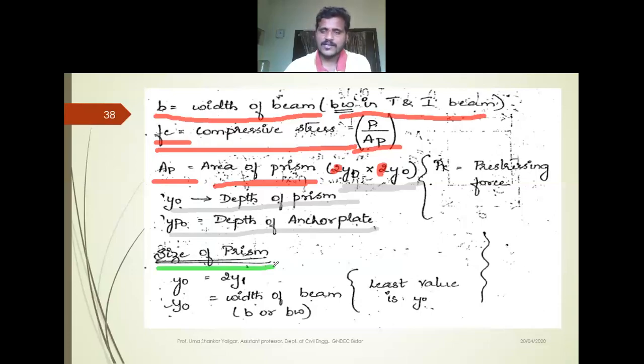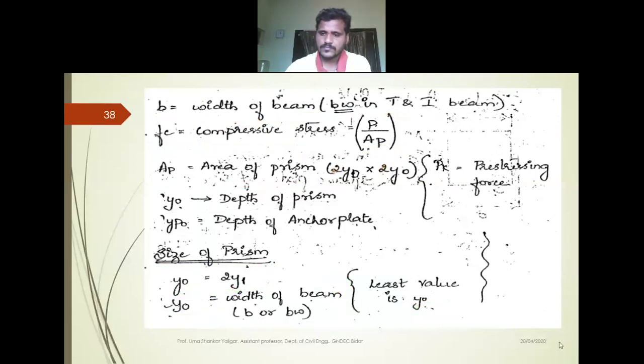Now, normally we will calculate the size of the prism by two conditions. One condition is Y naught is equal to 2 times Y1, as we have seen in the previous slide diagram. Or you can also take Y naught equal to the width of the beam, B W, whenever it is a T beam or I beam. Out of these two values, you need to take the least value as the depth of the prism Y naught. In this way, you have to calculate the size of the prism.